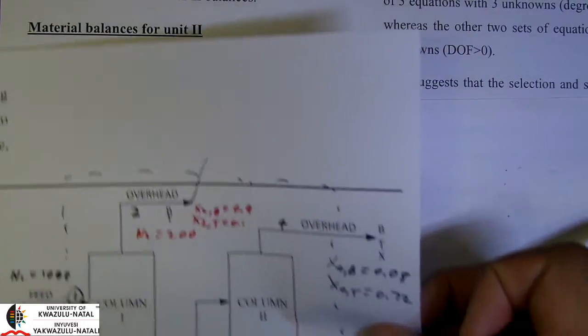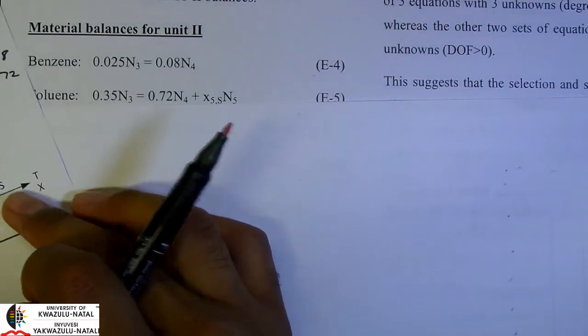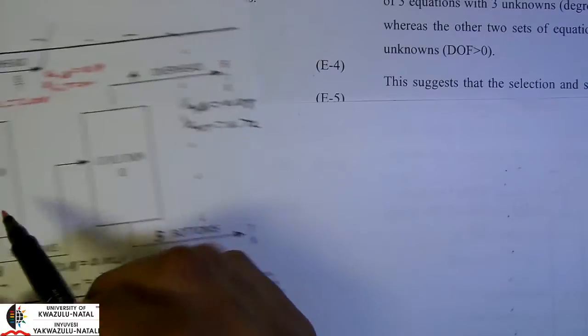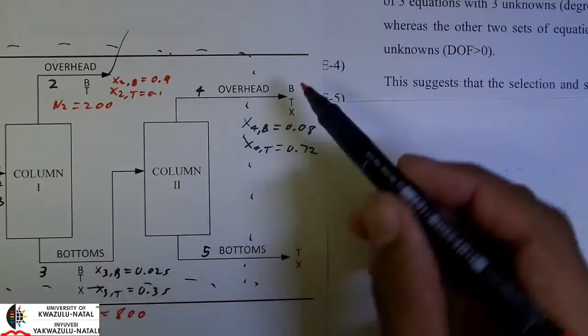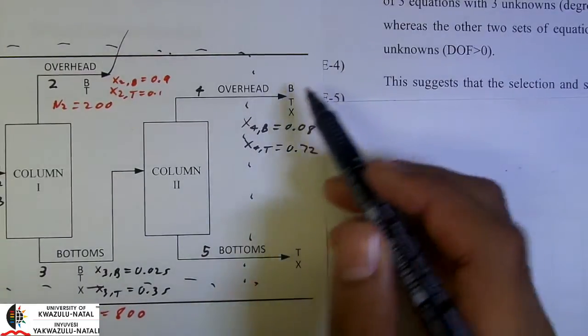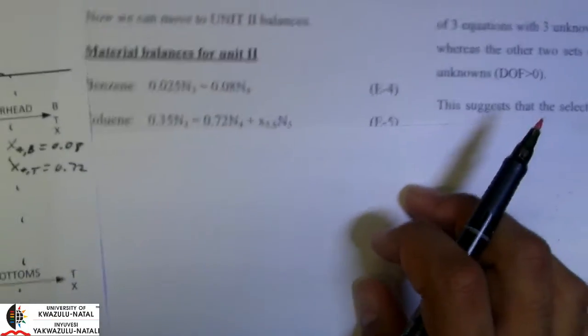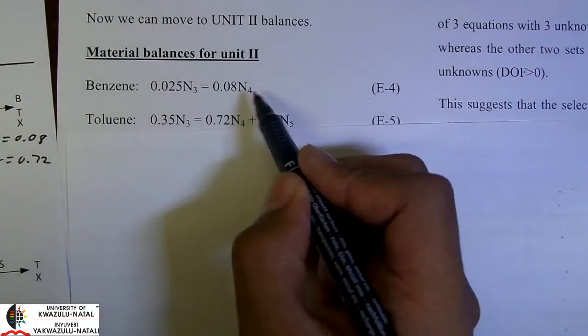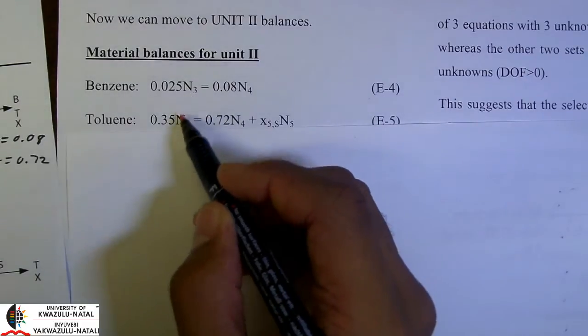Okay, so if we look at benzene, we have benzene coming in at stream 3 and all of it is going out through stream 4. Okay, there's nothing in the bottoms. So we can write a relationship between stream 3 and stream 4. Remember that we already know what N3 is.